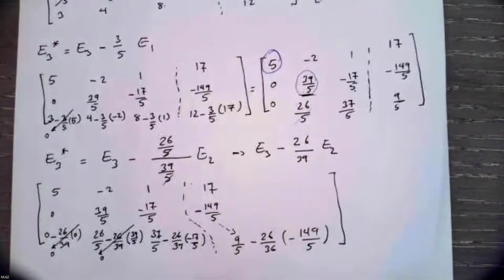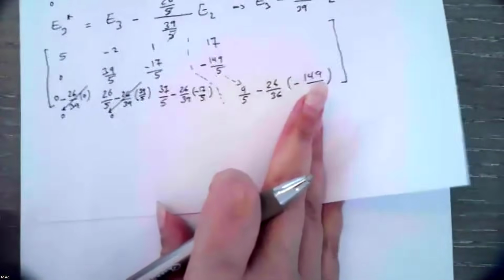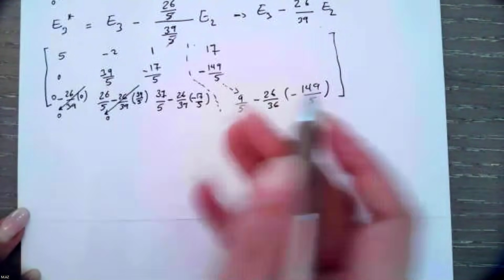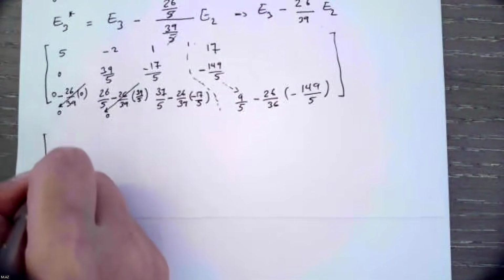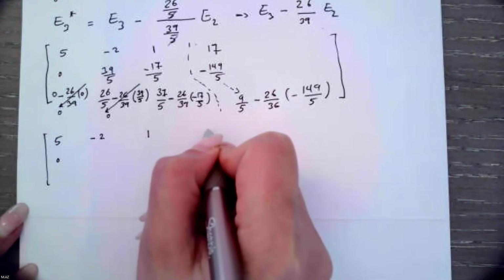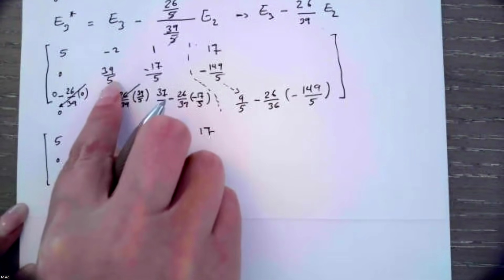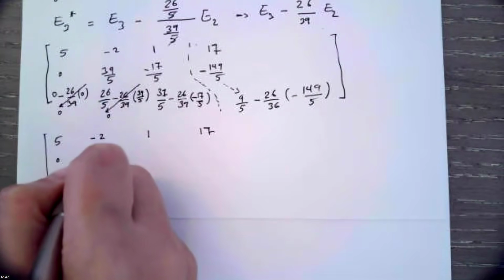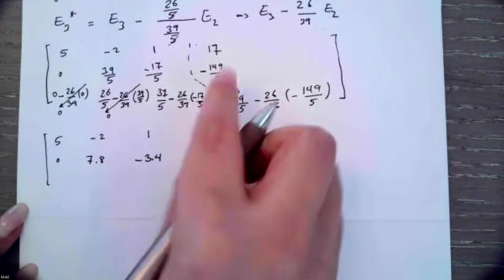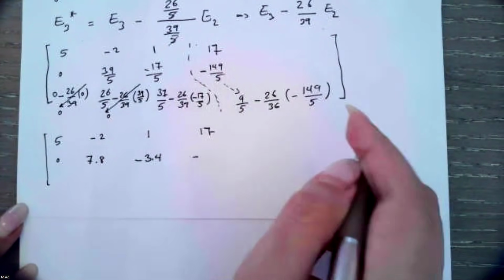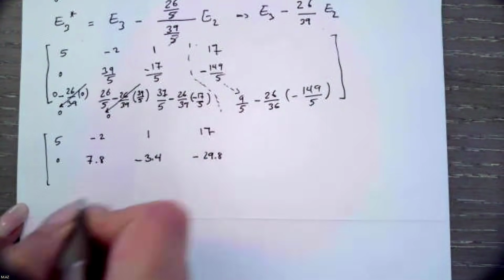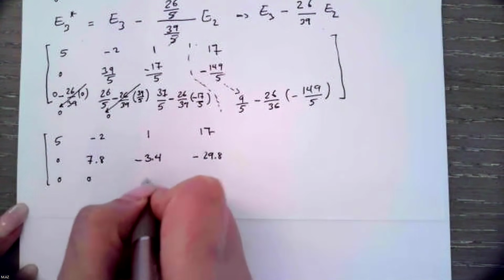Okay? Now we rewrite this one based on the fractions, based on the decimal number. 5, 0, negative 2, 1, 17. 39 over 5 is 7.8, negative 3.4, negative 149 over 5 is negative 29.8, 0, 0.